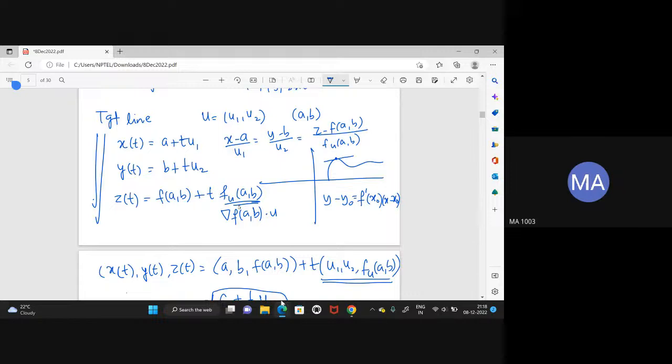Fine. Maybe it has to be x of t minus a, right? No, see, when you keep the t, it is x of t. Otherwise, it's just some x, right? Okay, okay. Yeah. What is the tangent plane?